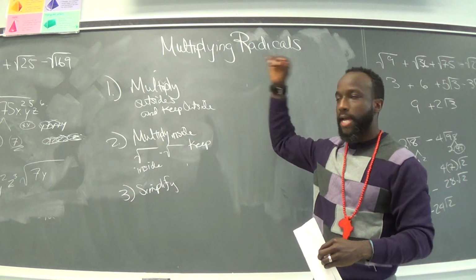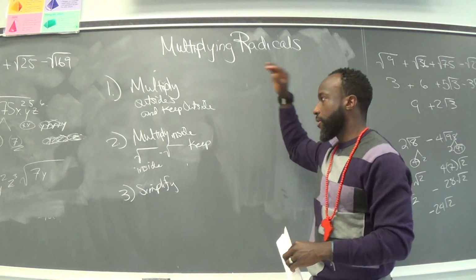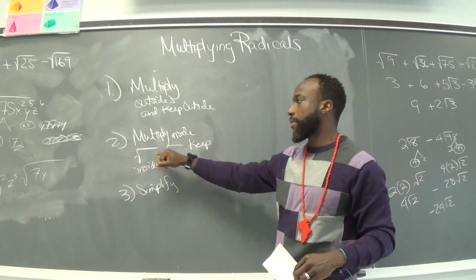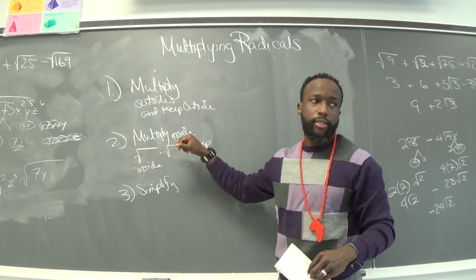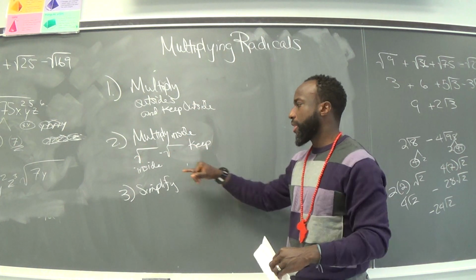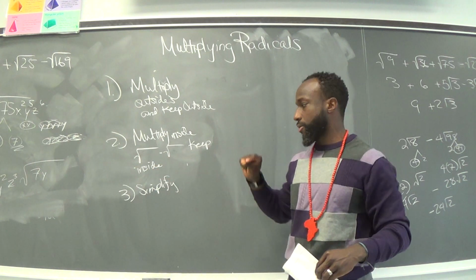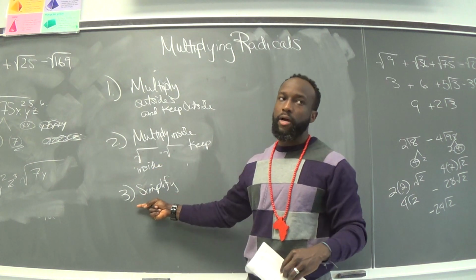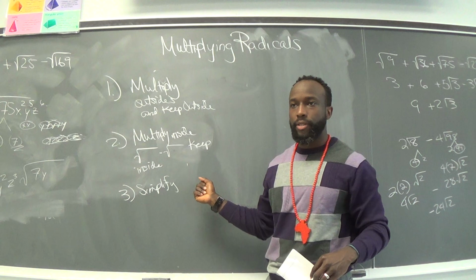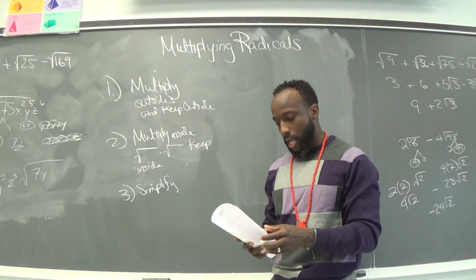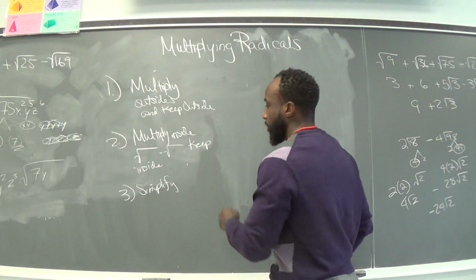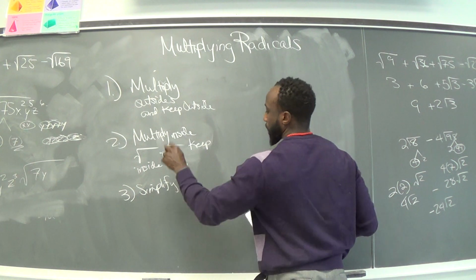Multiply outside numbers to the outside numbers, and you keep them outside. You multiply the inside numbers, the numbers inside of the radical, to other numbers inside of the radicals, and then you keep those inside of the radical. Then after all of that is done, you simplify the radical to see what you have left.